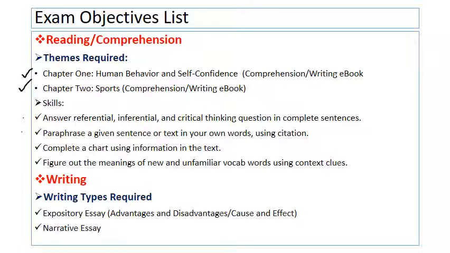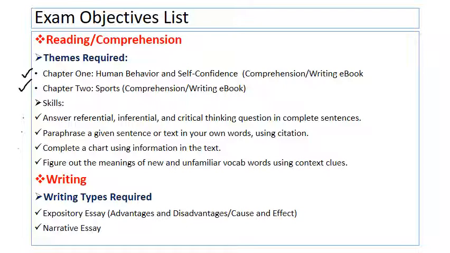You will have to paraphrase a given sentence or text in your own words using citation, meaning in the above paragraph or in the above sentence, the author explains that. This is what a citation means. You have to start this way: in paragraph 3 or in sentence 2 of paragraph 3, the author explains that. This is what we call a citation. You cite the source of the text which you're going to paraphrase.